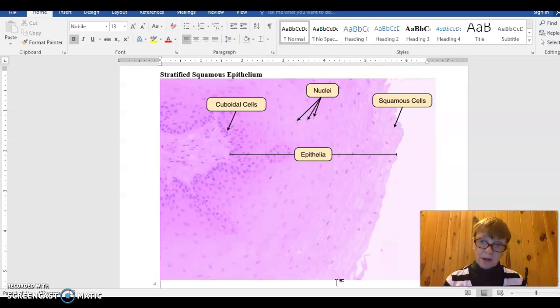Here we see the stratified squamous. So first thing you have to notice is you try to identify, do I see columns or cubes? No, it's sort of a mess, and that tells you then squamous. But it is not just one single row of squamous. So here we have a mass of this, and so that is stratified because it's more than one layer.